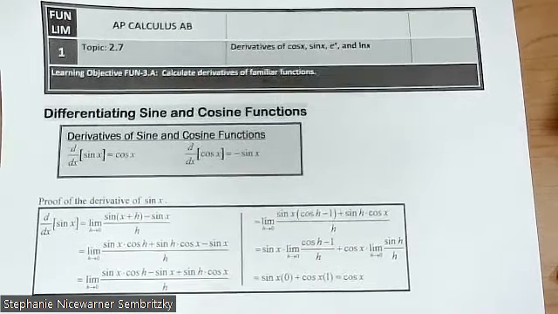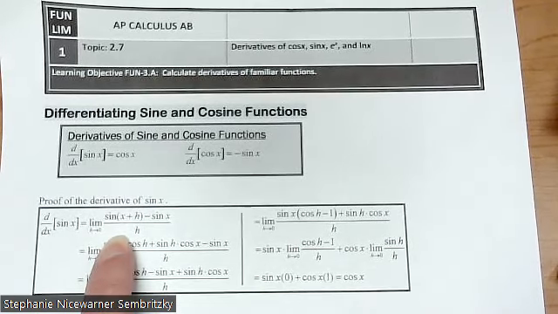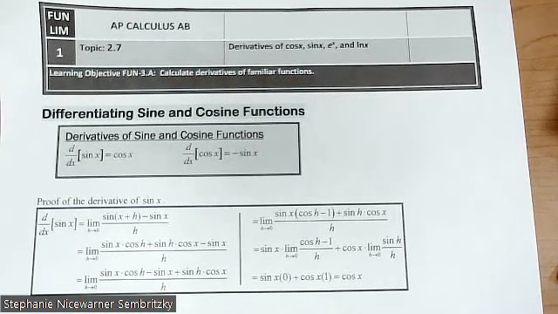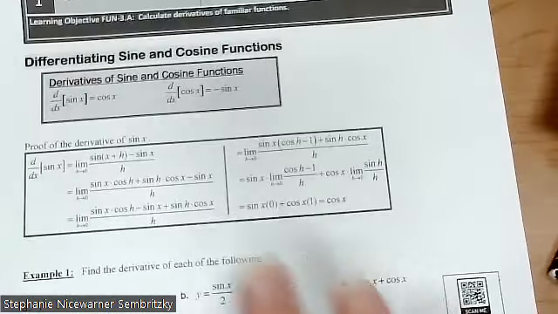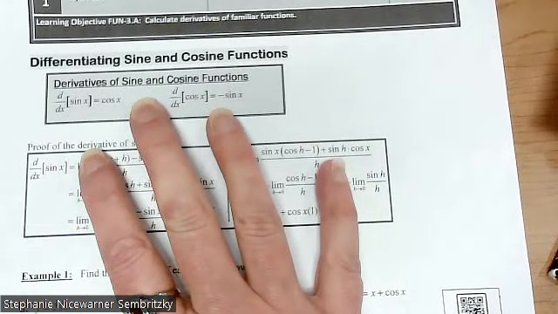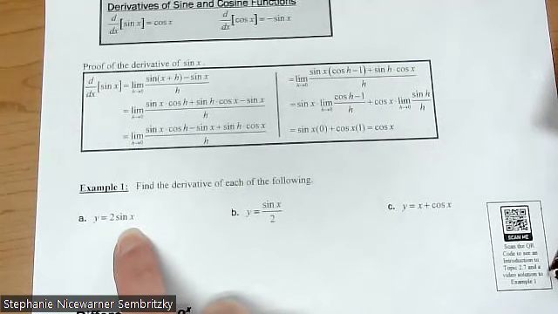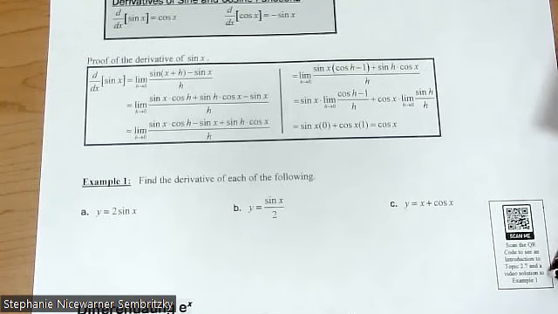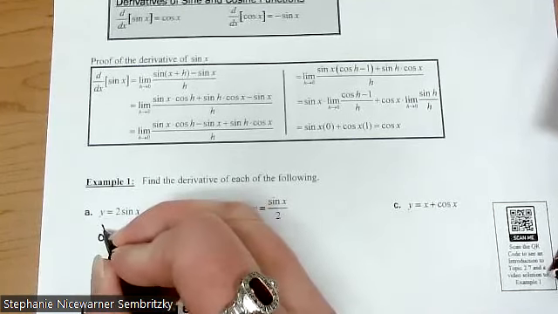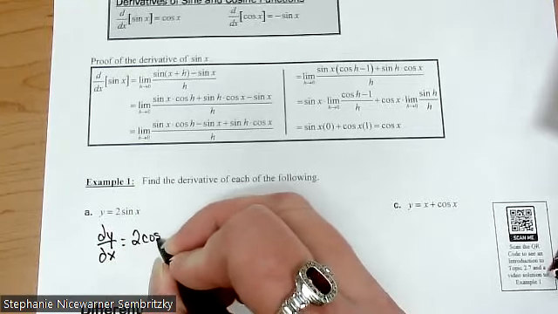So there's a proof of the derivative of sine here for those who are interested, following that limit definition of the derivative. But what I'm more interested in is us using these derivative rules. So if I were finding the derivative of 2 sine x, well, that would just be 2 and then times the derivative of sine. So dy dx would be 2 cosine x.